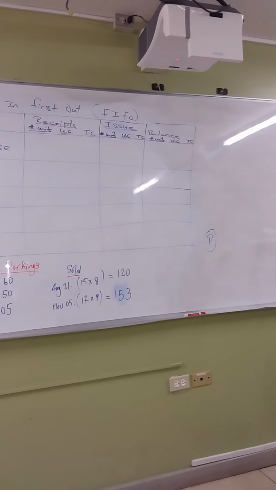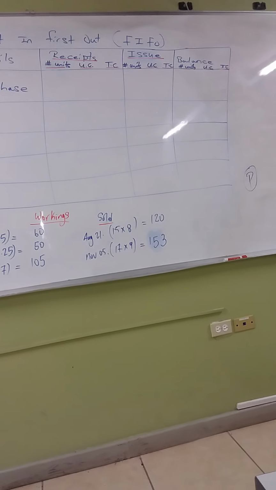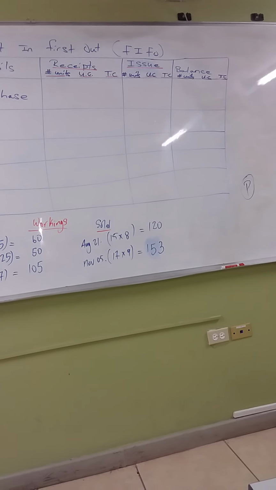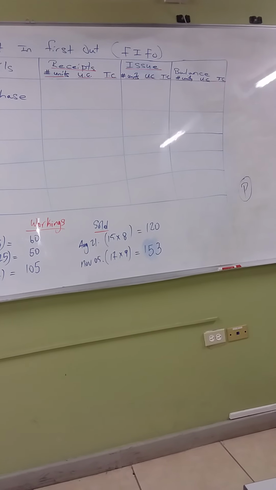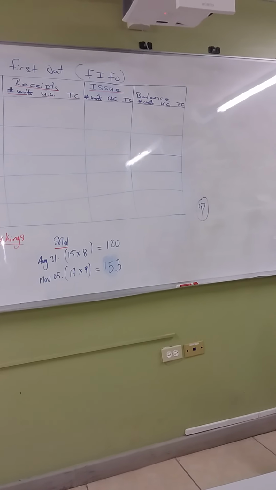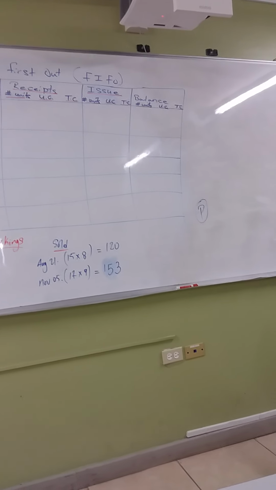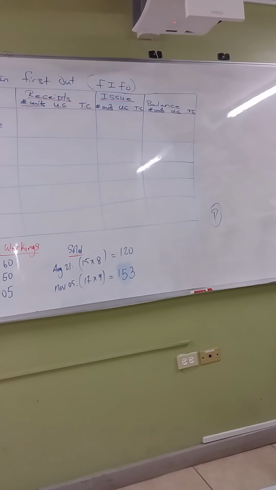The same thing goes for issue. It would be the number of units that you issued, and in the middle you have UC, which is your unit cost, and at the end you have TC, which refers to your total cost. And the final column looks at your balance, which will also show you a breakdown, where you have the number of units, the UC, which is unit cost, and the TC, which is your total cost.